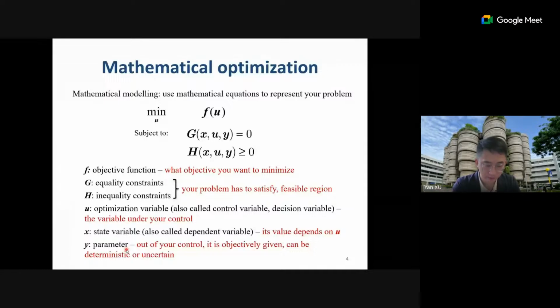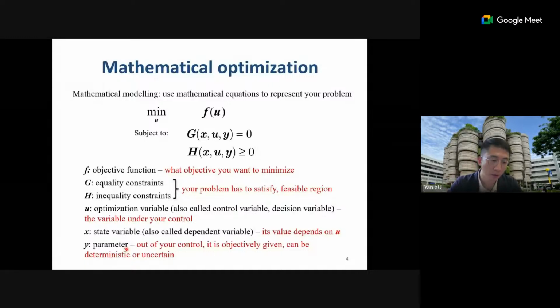And in practice, these parameters could be considered as either deterministic values or uncertain values. Deterministic means that this value is fixed, there is no uncertainty. Well, if we model this Y as an uncertain value, that means practically this value will have a variation within a certain range. This value will follow a probability distribution.